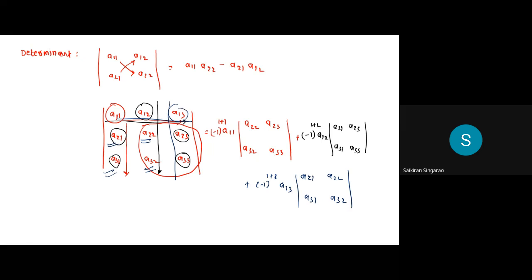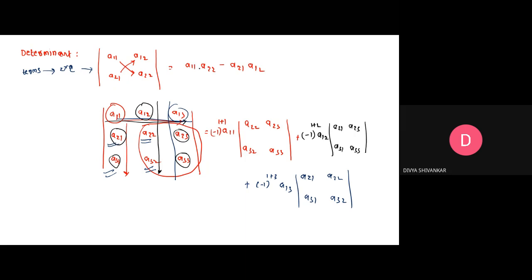Now, just for understanding, how many terms are there in a 2 cross 2 determinant? After you evaluate a 2 cross 2 determinant, how many terms will come? That's what I'm asking. 2 terms, right?